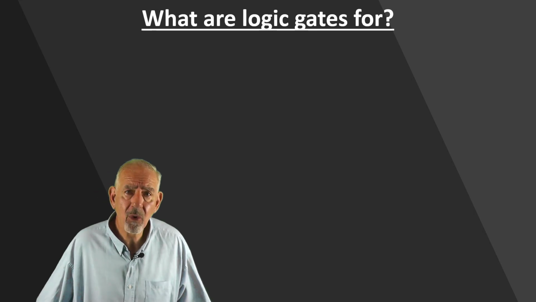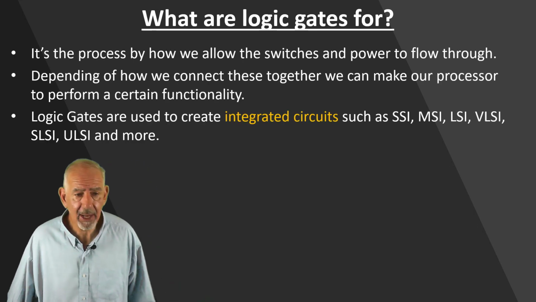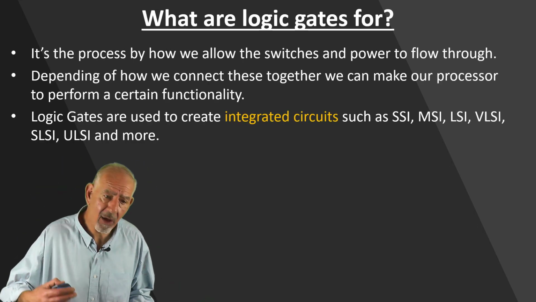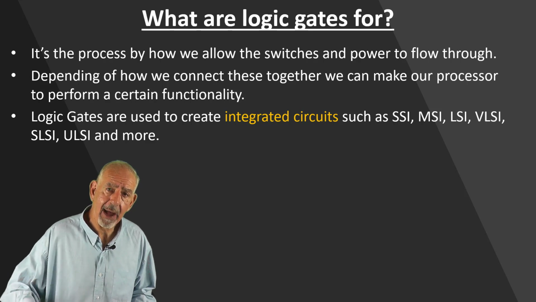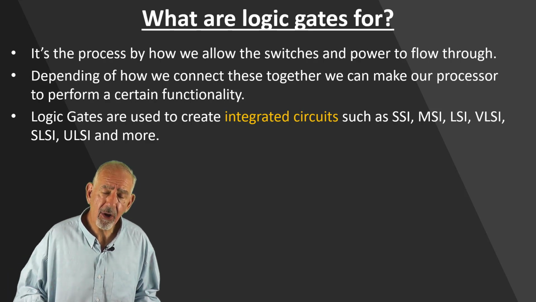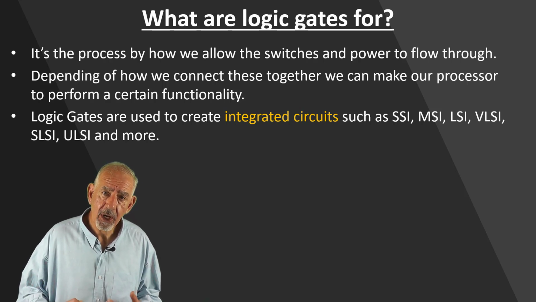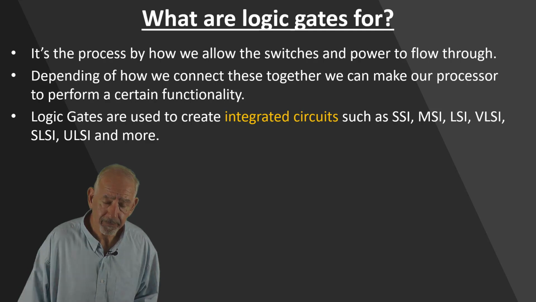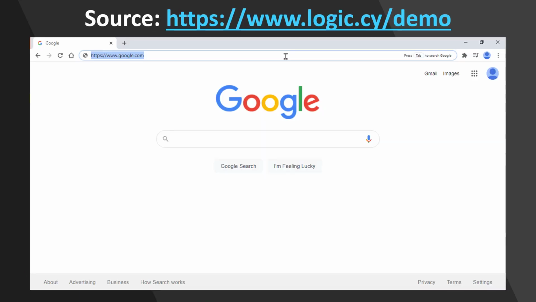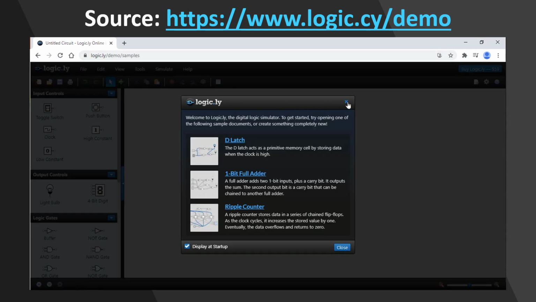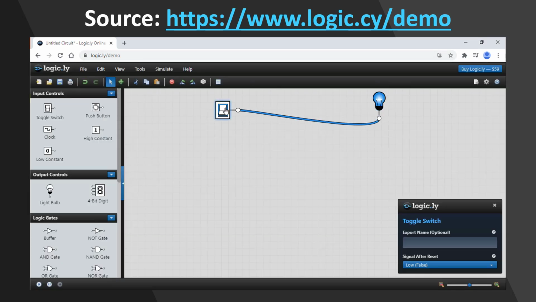So what do all these do? What are these gates all about? Well, it's the process by which we allow the actual switches and the power to flow through. And depending on how we combine these, we can make our processor perform certain actions. And you can have a go at these. If you have a look at the website that we're going to show you on here now, you can play around and connect all these things together to see how they work.